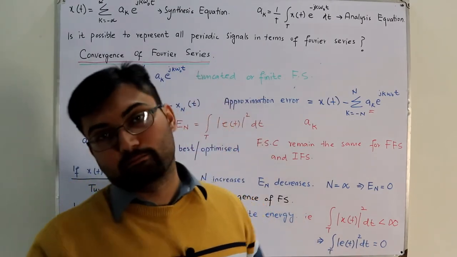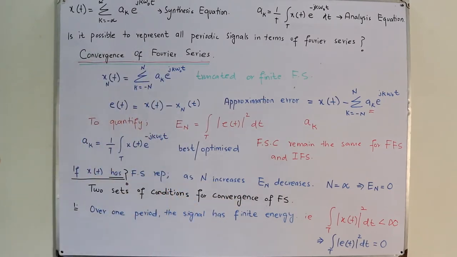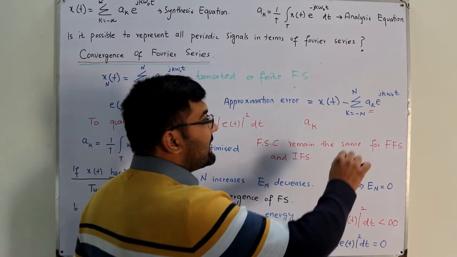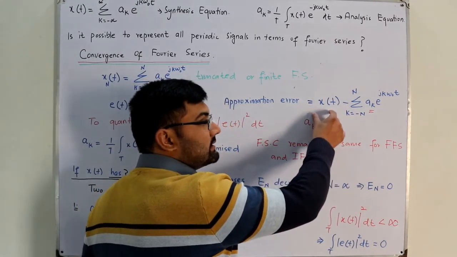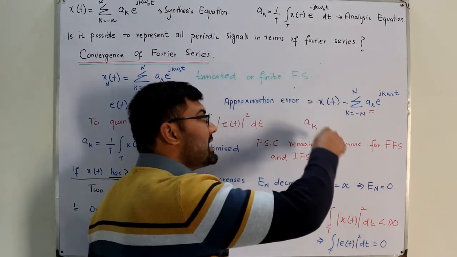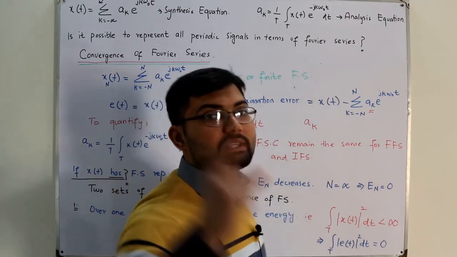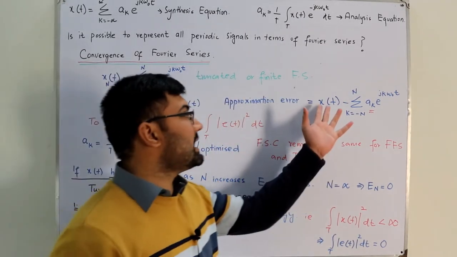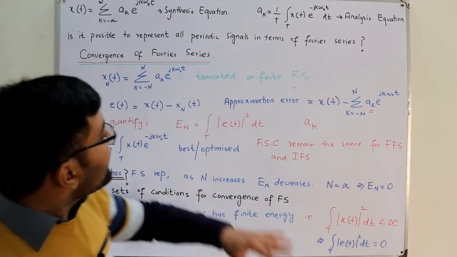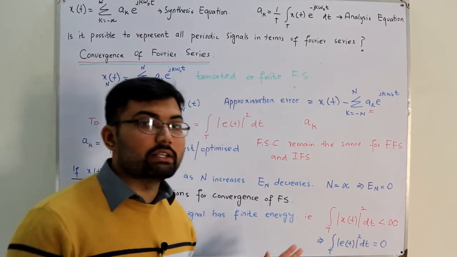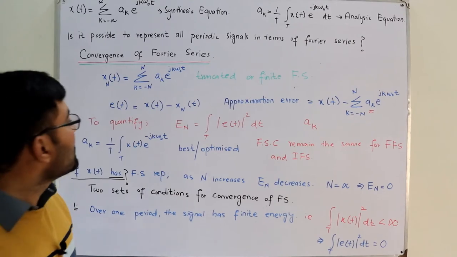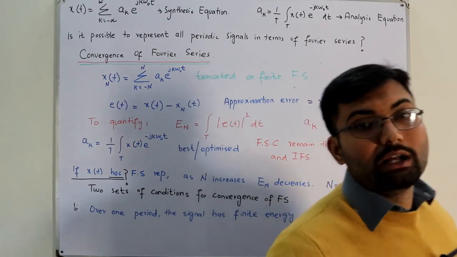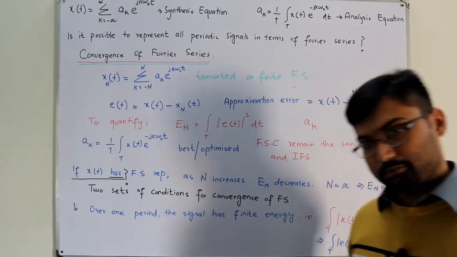What does this mean? This does not mean that the value of these two signals is the same at each and every value of time. This can have a single value, this can have another value. We can have a difference, which means we can have an approximation error, but the energy of that error signal would be zero. This is what this point means.